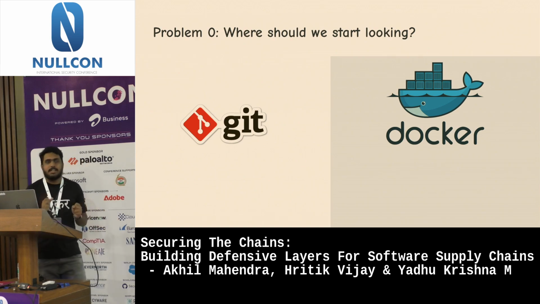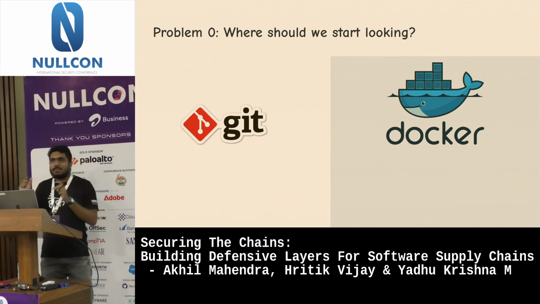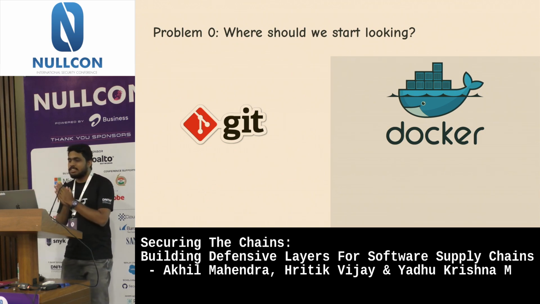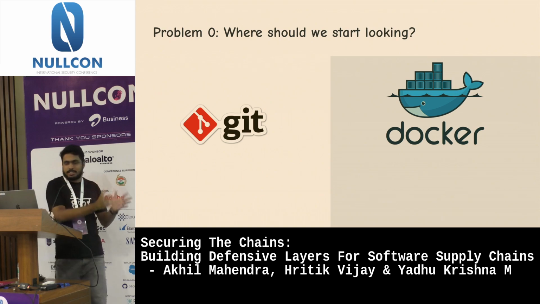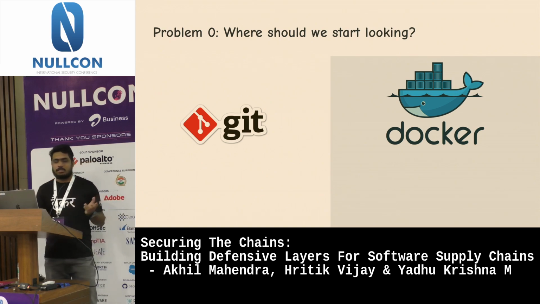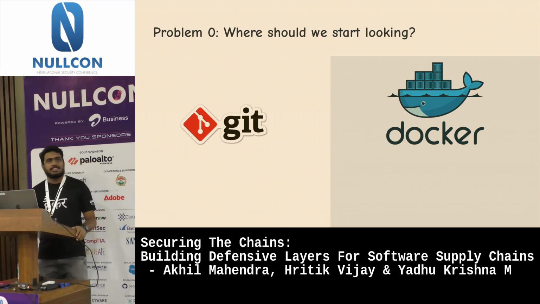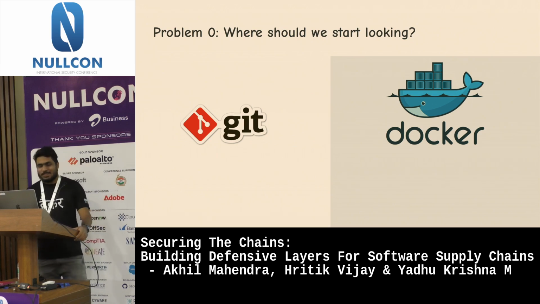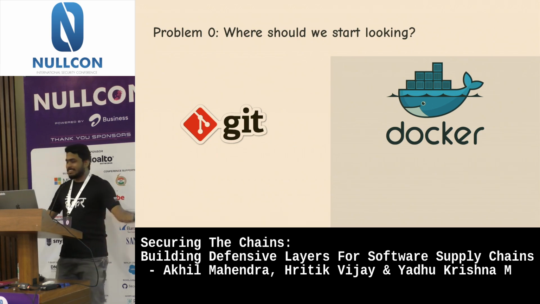So where should we start? In order to find vulnerabilities in a huge company or organization, where should we start looking? It could be in the source code, or in the Docker images, or any of this. How many of you would say it's Git or the source code? Cool. Both. Okay.